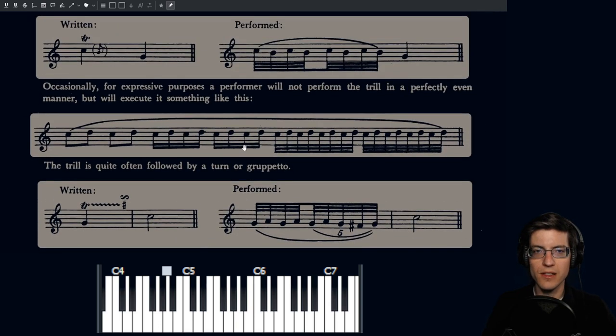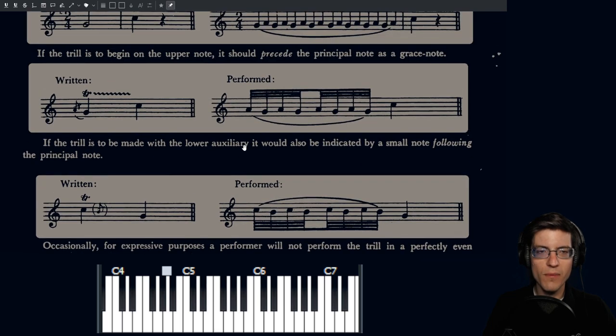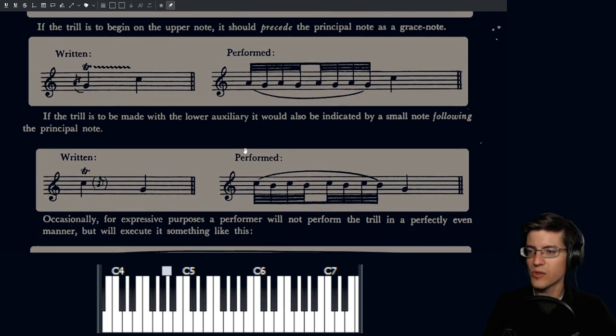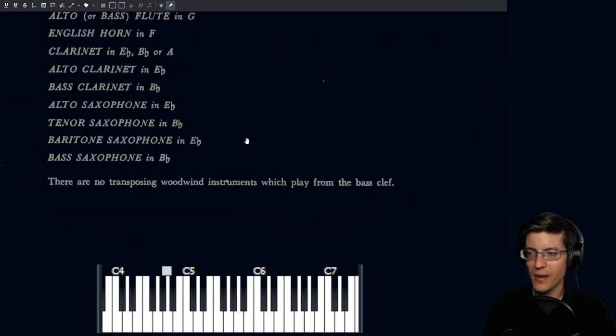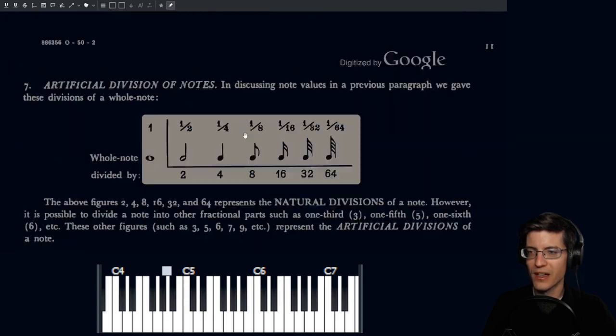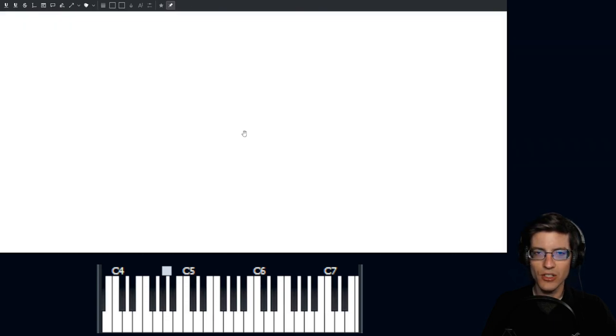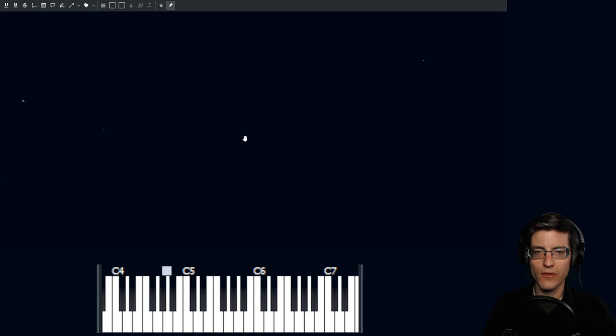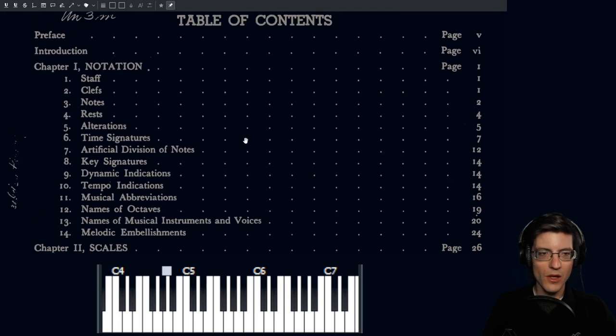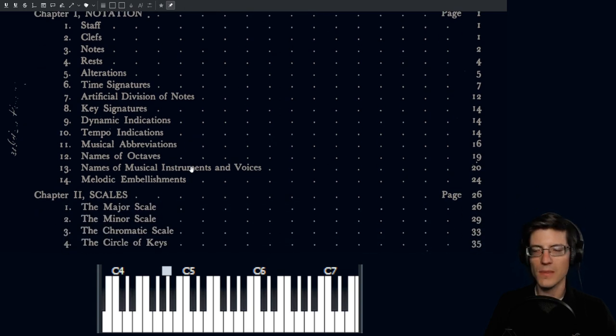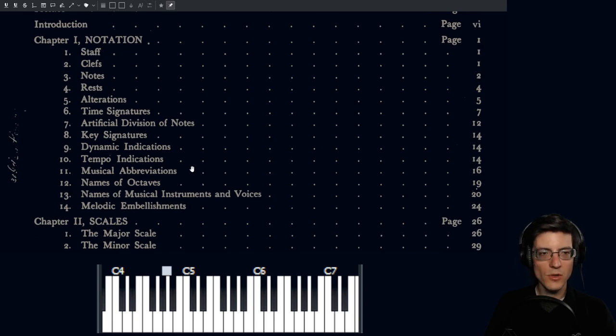So that is the remainder of our music notation. So what have we covered? Let's go all the way up and see what we covered. Sections 8 through 14. So we covered key signatures, dynamic indications, tempo indications, musical abbreviations, names of octaves, names of musical instruments and voices, and melodic embellishments. So with that, we conclude Chapter 1 notation.